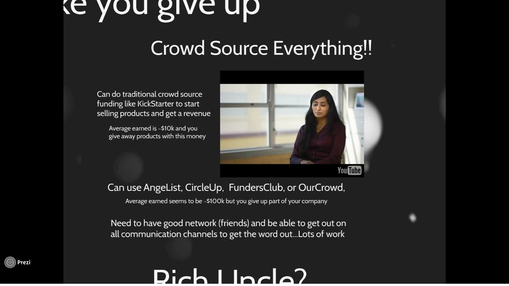But anyways, you can do many types of crowdfunding, and this is kind of an extension of this rich uncle idea, because many times your friends and family are the ones that donate the most, but you can also get perfect strangers to crowdfund to basically support your idea. So there's a few ways to do it. You can do traditional crowdsource funding like Kickstarter and start selling products to get a revenue. The thing is, with this, you generally have a product for it.